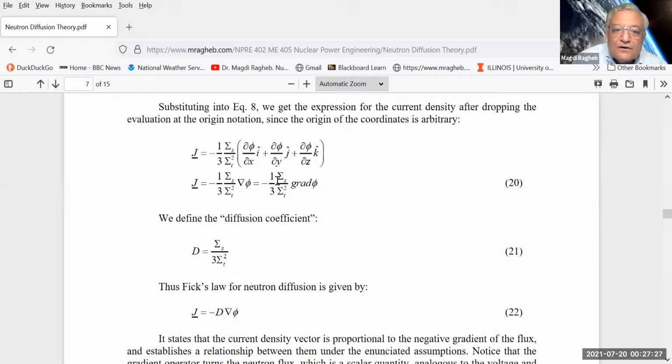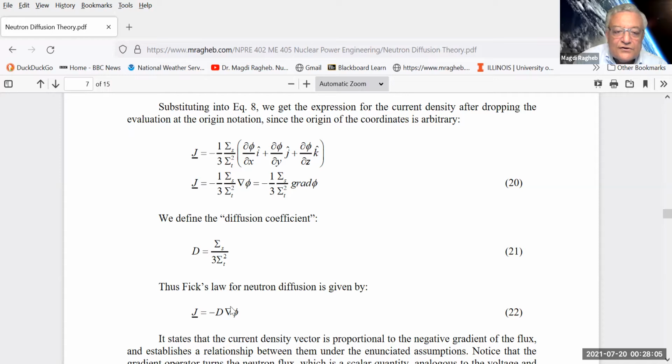And that one-third times the macroscopic scattering cross-section over the total squared macroscopic cross-section is really what is called in chemistry the diffusion coefficient. But for neutrons, it has to do with the number densities and the microscopic scattering and total cross-sections. That gradient operator in your calculus classes has been written as grad phi. Grad phi is simply that partial derivative in the x direction, in the y direction, and the z direction.